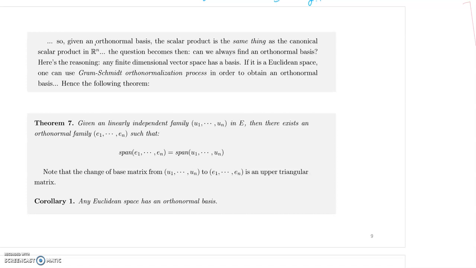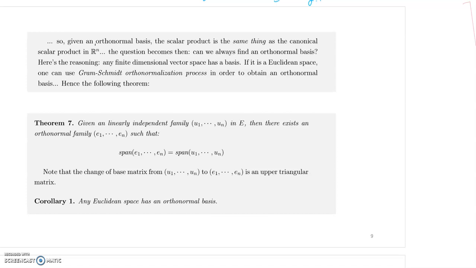Okay, so we saw that working in an orthonormal basis makes things much easier to work with. All right. Let's read what's written. Given an orthonormal basis, the scalar product is the same thing as the canonical scalar product in Rn. So this you had already figured out.